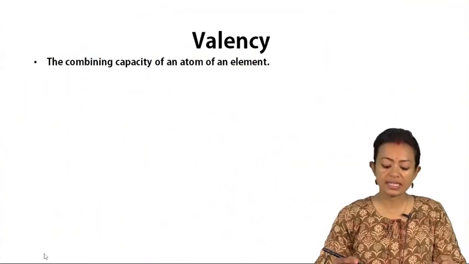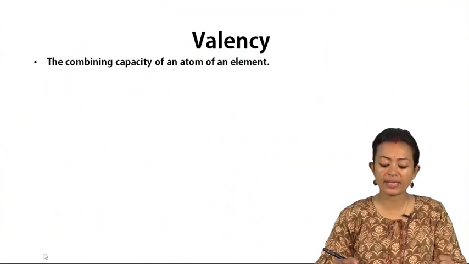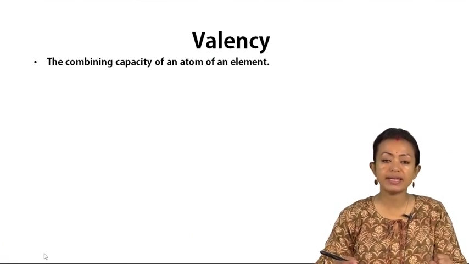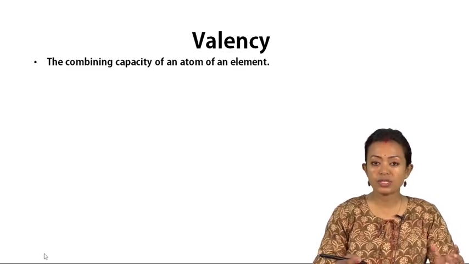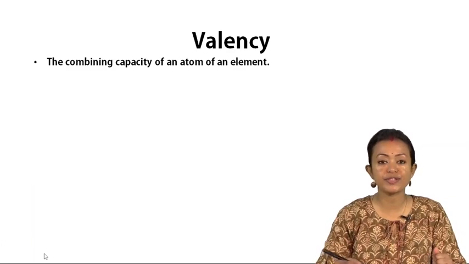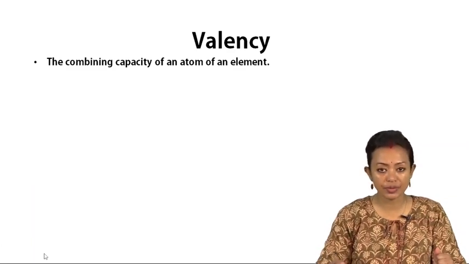Now, what is valency? Valency is the combining capacity of an atom of an element. Now, how do you determine the combining capacity of an element? It is determined by the number of electrons that are present in the outermost shell. Now, we know what an electronic configuration is: electronic configuration is the arrangement of electrons in different shells. This is how we had already learned it.